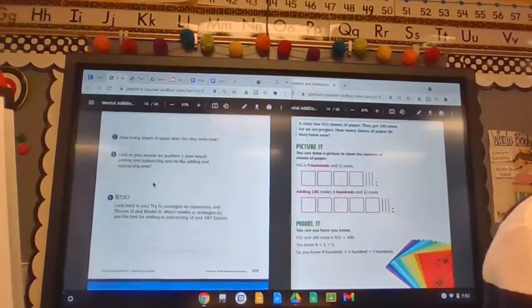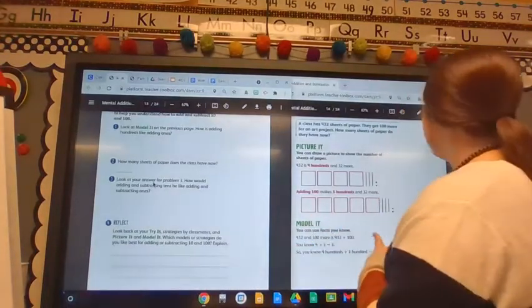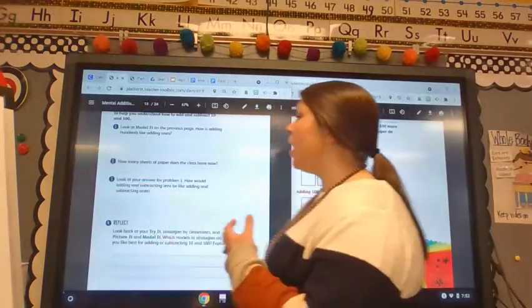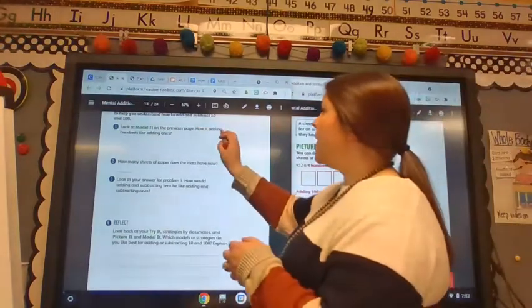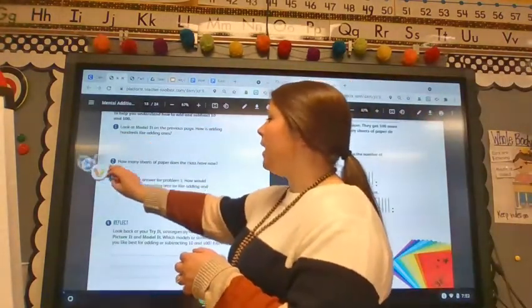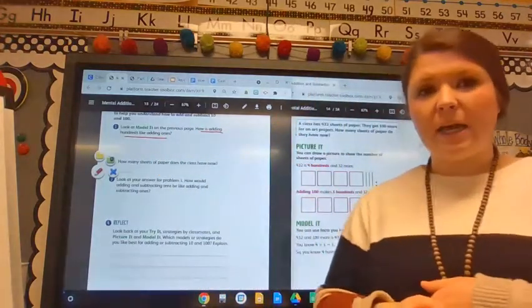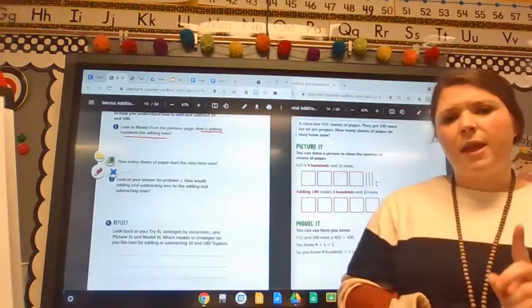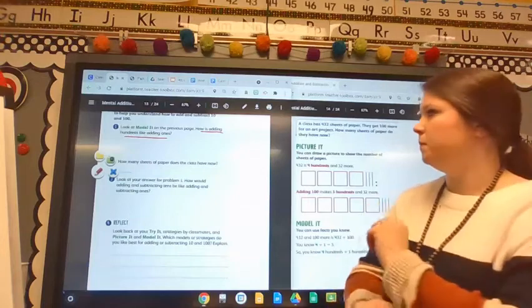Let's look at page 379. So it wants us to look at the model it. The model it is the one where they drew the base 10 blocks. How is adding hundreds like adding ones? How is adding hundreds like adding ones? I want you to answer that question. Pause the video and answer, and then you may unpause.